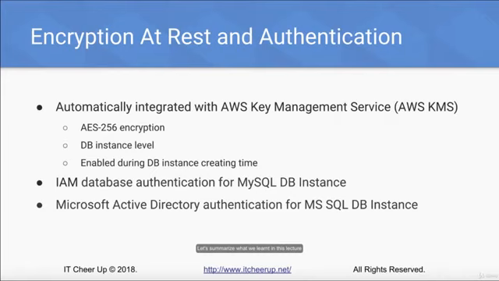Let's summarize what we learned in this lecture. RDS encryption at rest is automatically integrated with AWS KMS at a DB instance level. It is enabled during DB instance creating time. You can utilize the IAM database authentication on MySQL DB engine. You can also utilize Microsoft AD authentication on Microsoft SQL Server DB engine. If you are ready, let's move to the next lecture.